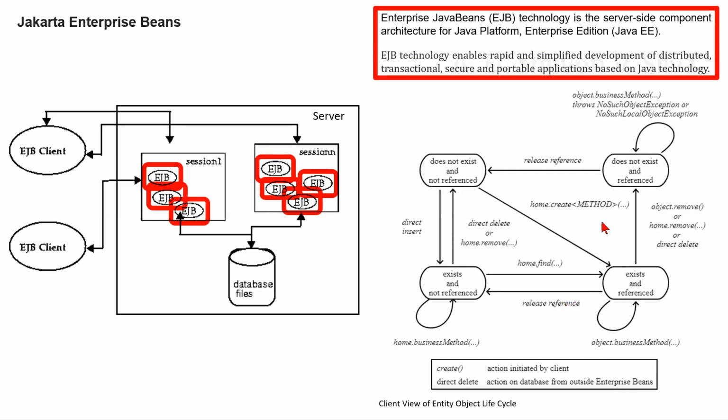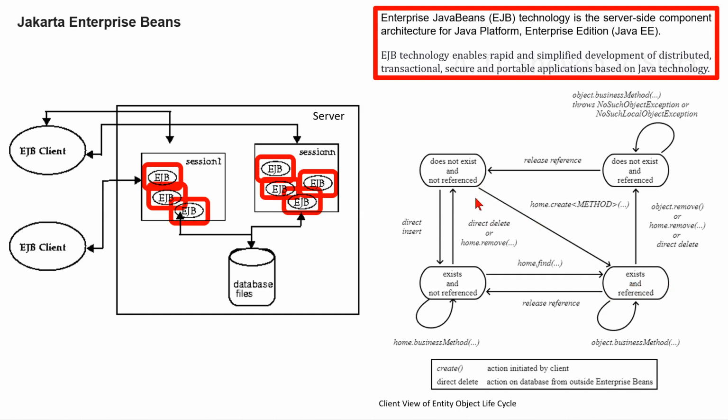Here you can see a client view of an entity object lifecycle. This diagram illustrates a client's point of view of an entity object lifecycle. The term referenced in the diagram means that the client program has a reference to an entity object's remote or local interface. An entity object does not exist until it is created. Until it is created, it has no identity. After it is created, it has an identity.